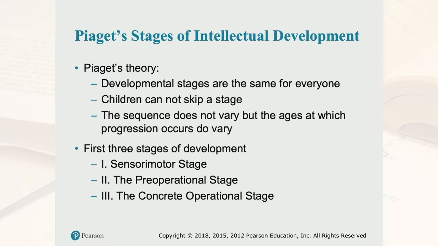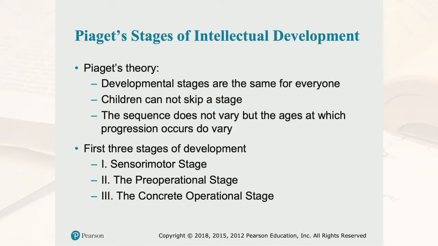Piaget has several stages of intellectual development, and he believed that the developmental stages were the same for everyone. He believed that you could not skip over a stage, that the sequence does not vary, but the ages at which that progression occurs varies. For example, everybody goes through the stage of crawling and walking, but it's not always at 1 year of age that you learn to walk. Some children learn at 10 months, some children learn at 13 months of development.